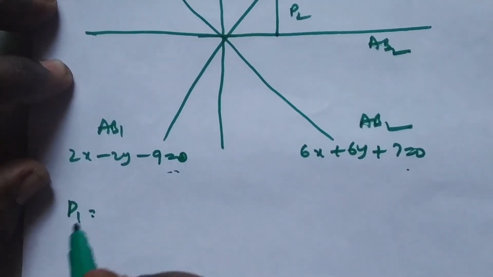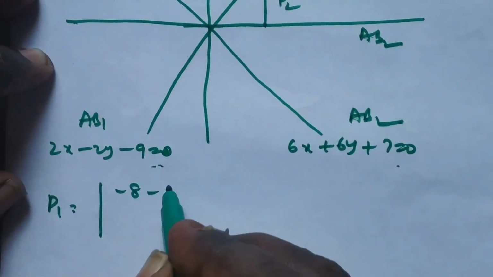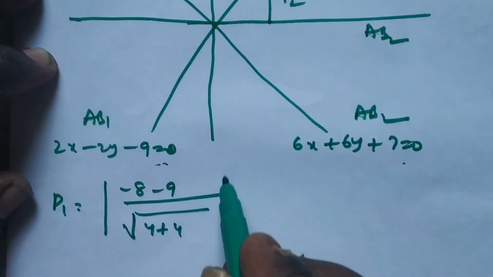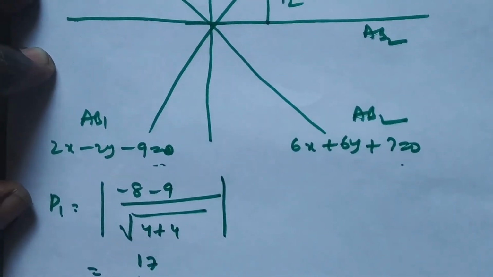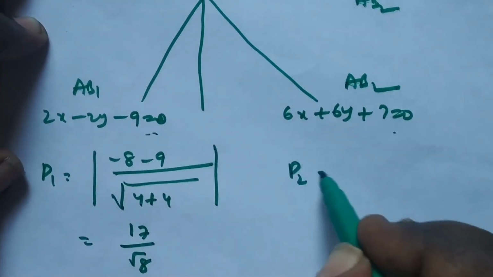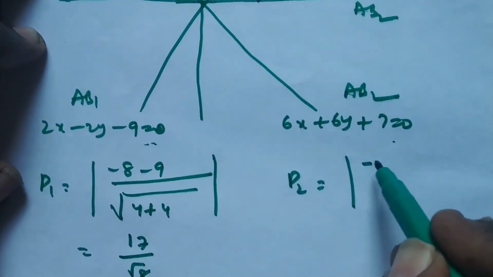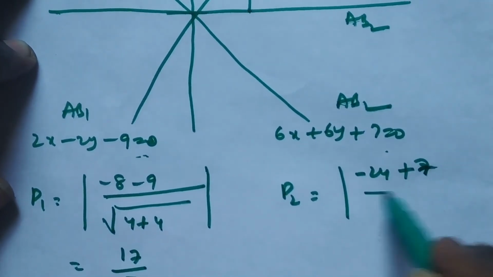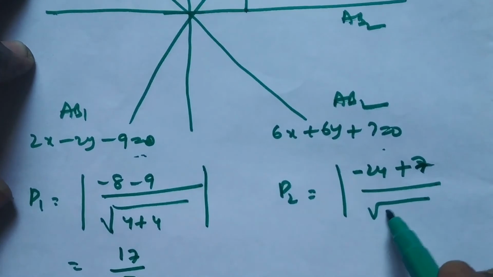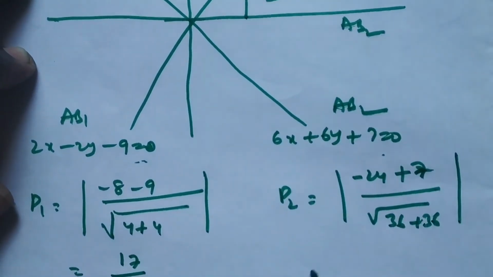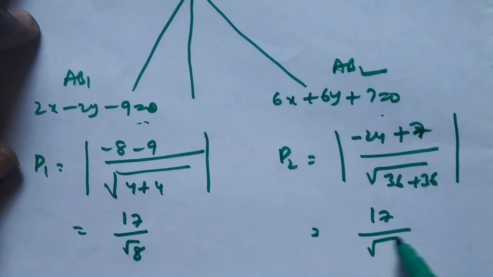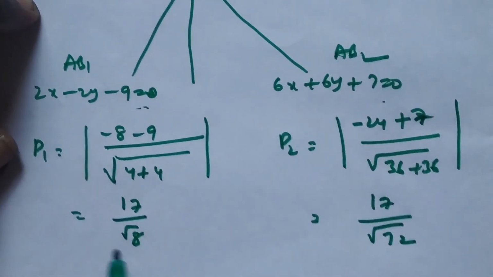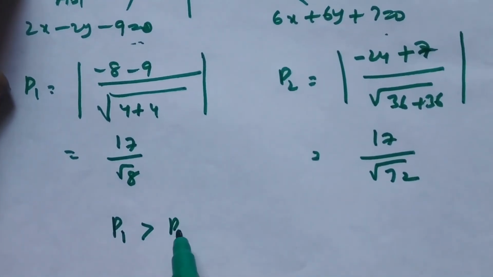So what is P1 now? P1 is equal to modulus of (minus 8 minus 9), that is ax1 plus by1 plus c, by root of a square plus b square, 4 plus 4. This is nothing but 17 by root 8. Similarly, P2 is equal to modulus of (minus 24 plus 7) by root of a square plus b square, 36 plus 36. That is nothing but 17 by root 72. Which is more? P1 is more than P2. Therefore, P1 is greater than P2.